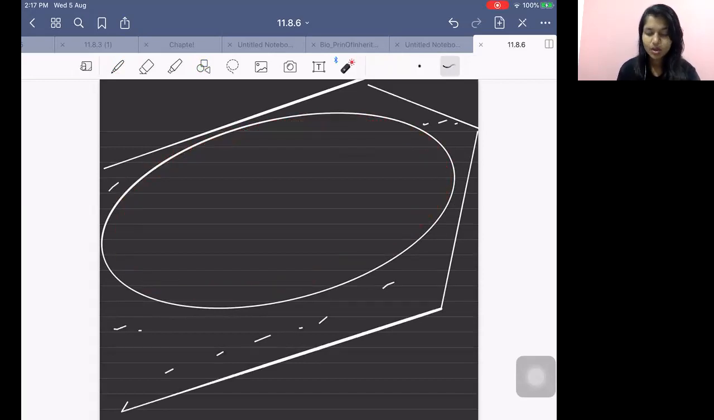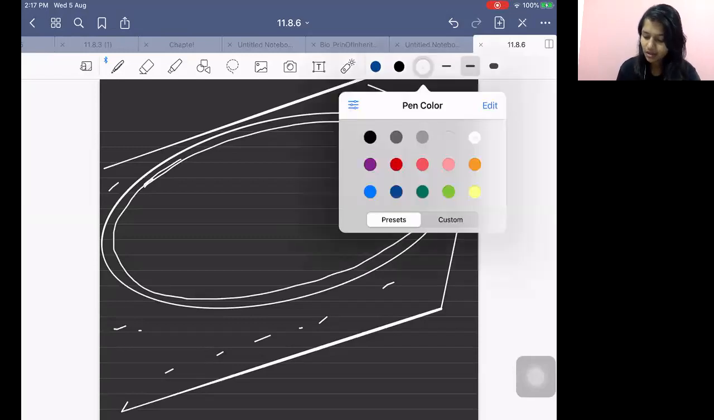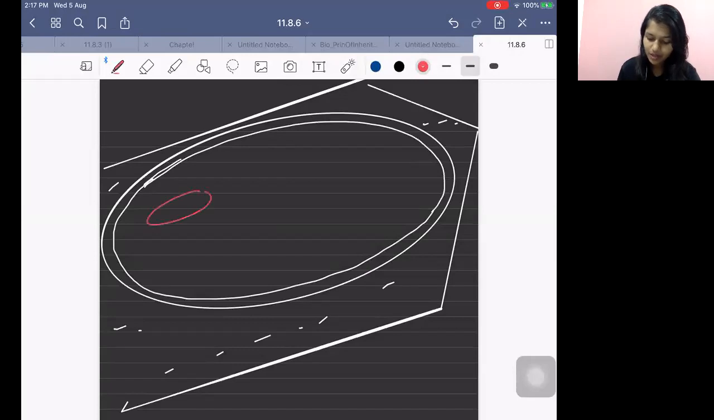Got it? Now, the chloroplast, plastid, even this will be your double membrane structure. Now inside chloroplast, look at it very carefully, you are going to have these kind of structures. Stacks of coins, one after the other, one over the other. Okay.